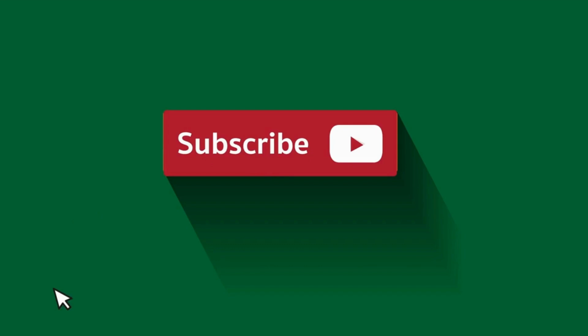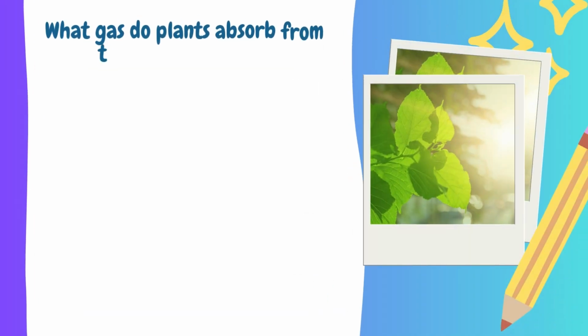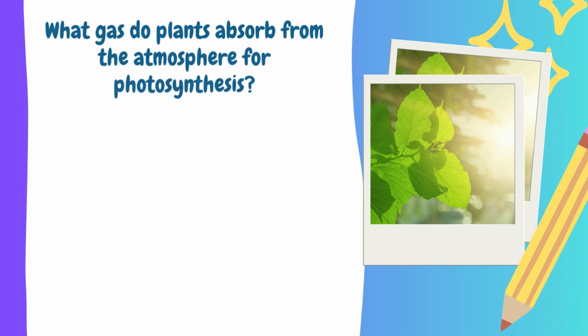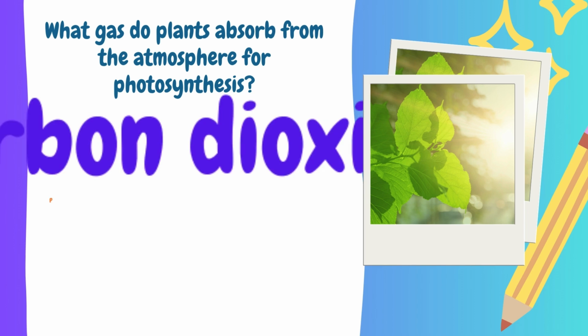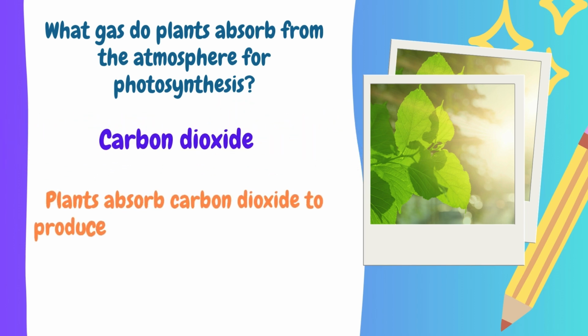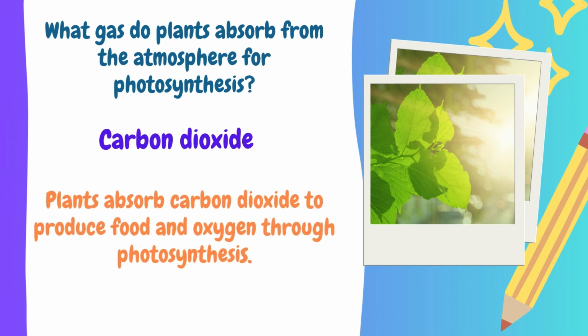Let's get started. What gas do plants absorb from the atmosphere for photosynthesis? Think about what keeps those green leaves healthy and vibrant. The answer is carbon dioxide. Plants use carbon dioxide to make their food.